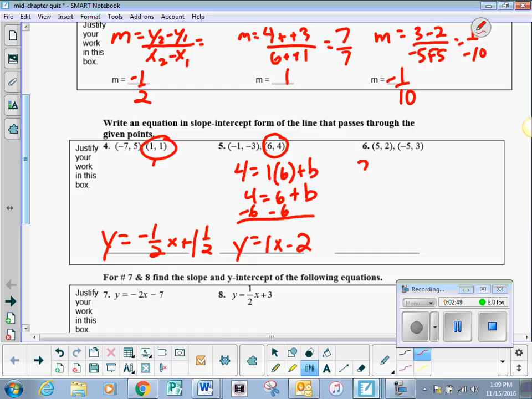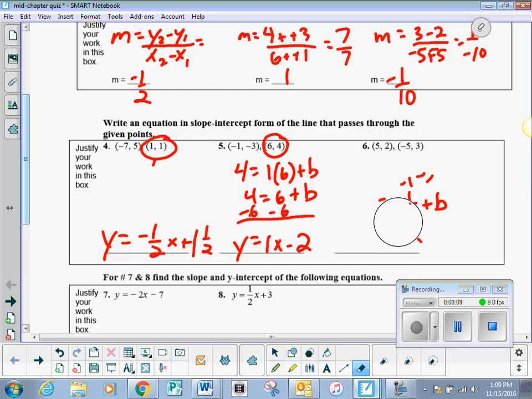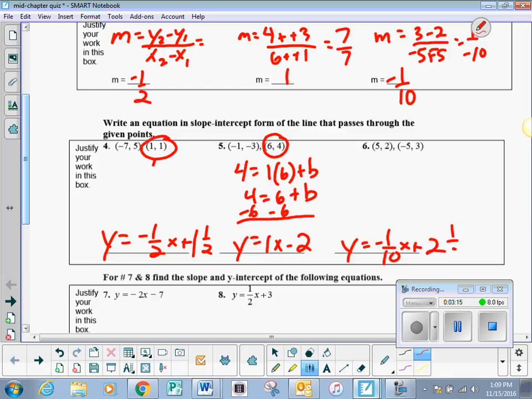This one, y equals mx plus b. 2 equals negative 1/2 plus b. Add 1/2 to both sides. So b equals 2.5. Okay, so my y-intercept is 2.5. So what is my equation? Y equals negative 1/10 x plus 2.5. So there's the first 6 points of the quiz.